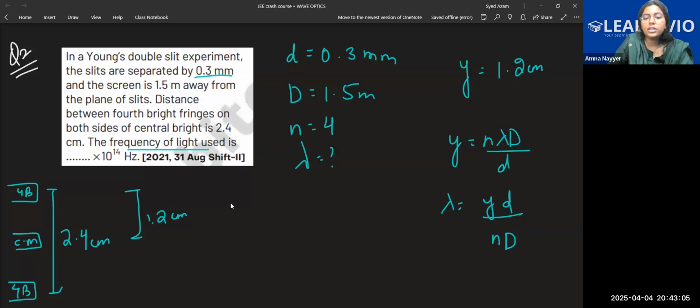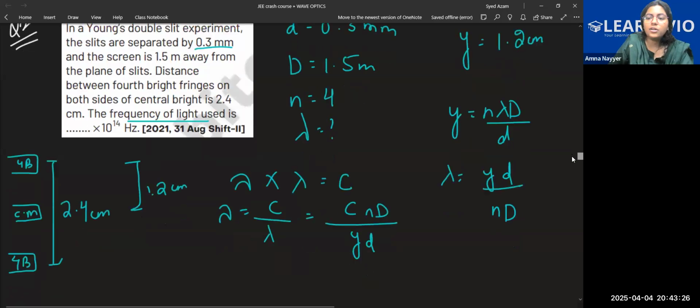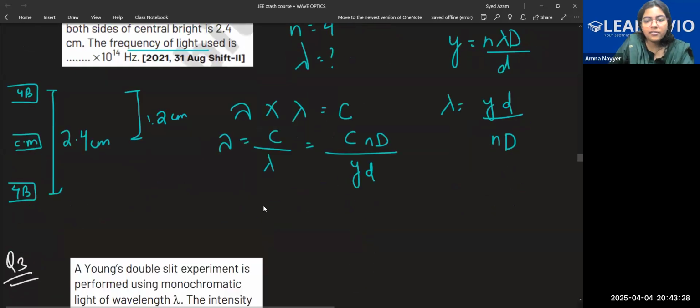Now look, your frequency multiplied by this wavelength gives the speed of light. So basically for the frequency, divide everything by the speed of light. So it will be speed of light divided by wavelength, which is Y d by N D, and this N D will go up. So finally your frequency will be this. You can put speed of light as 3 into 10 to the power 8. N is given as fourth. Capital D is 1.5. Y is 1.2 centimeters.